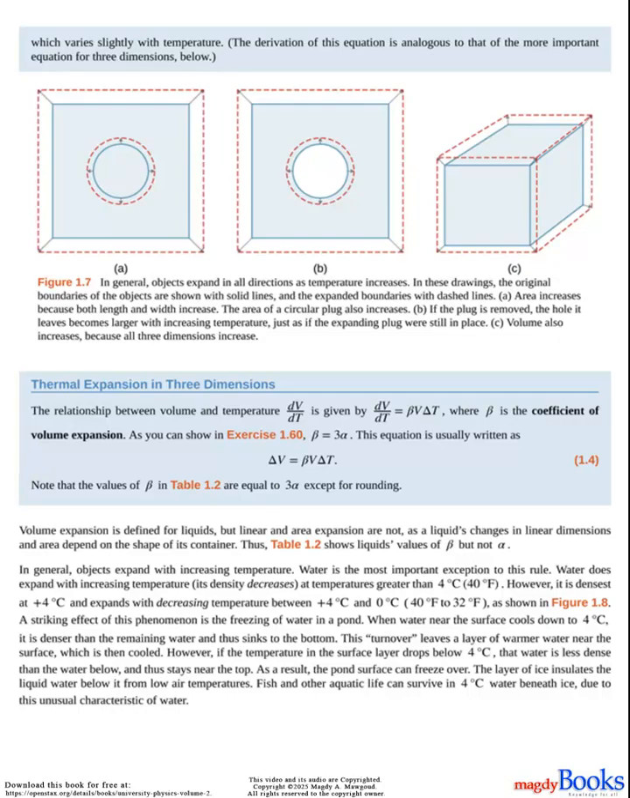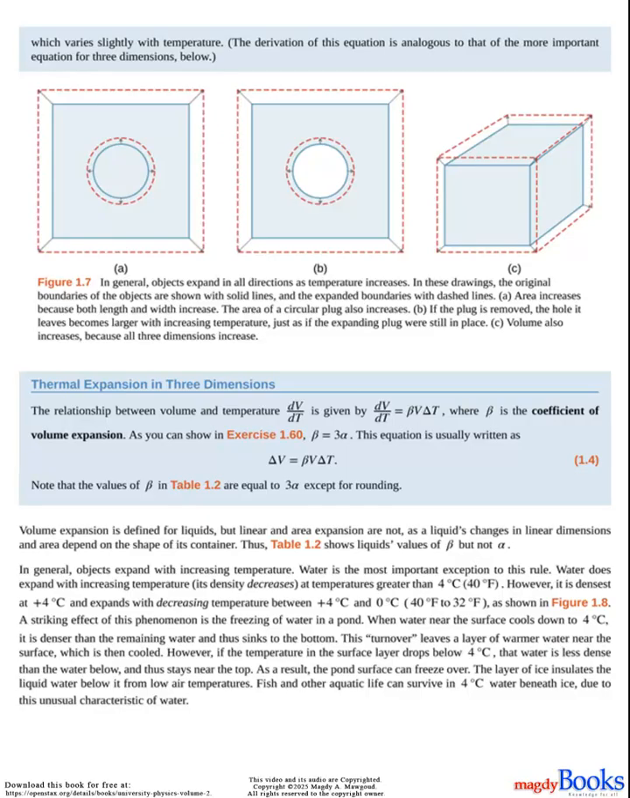In general, objects expand with increasing temperature. Water is the most important exception to this rule. Water does expand with increasing temperature, its density decreases, at temperatures greater than 4 degrees Celsius, 40 degrees Fahrenheit. However, it is densest at positive 4 degrees Celsius and expands with decreasing temperature between positive 4 degrees Celsius and 0 degrees Celsius, 40 degrees Fahrenheit to 32 degrees Fahrenheit, as shown in Figure 1.8.